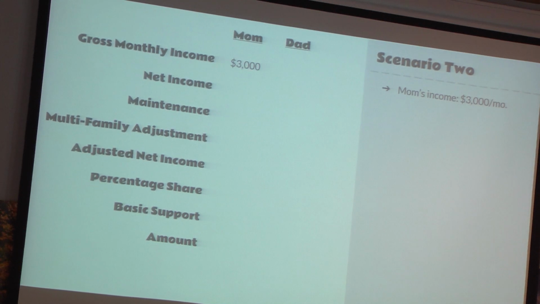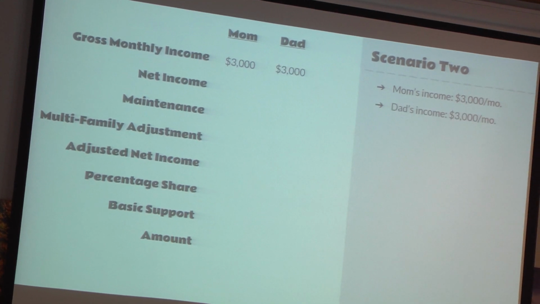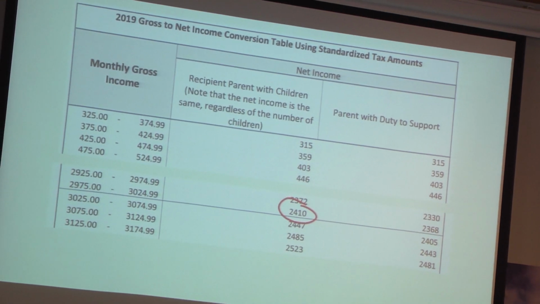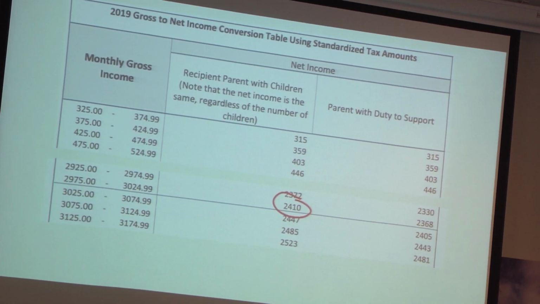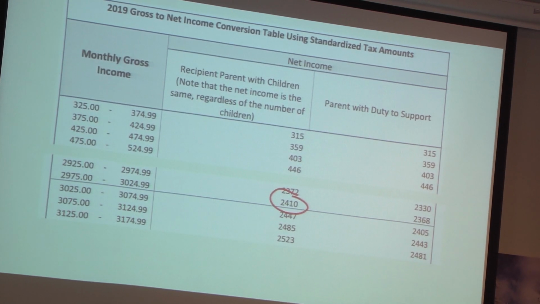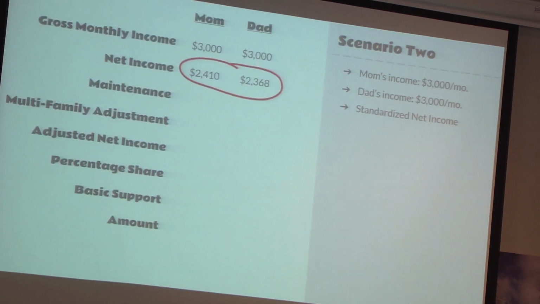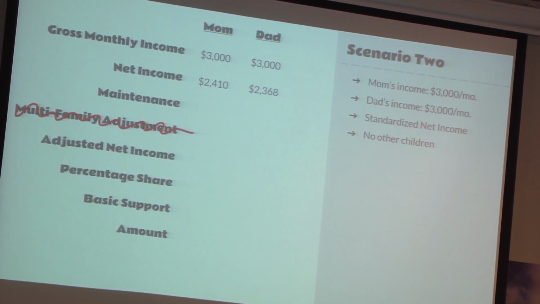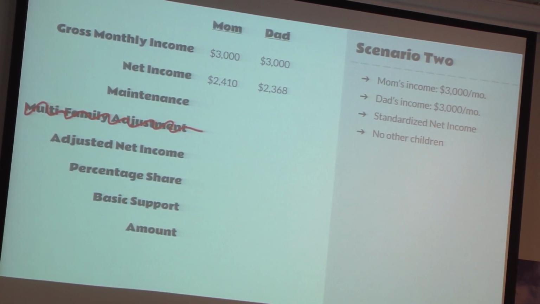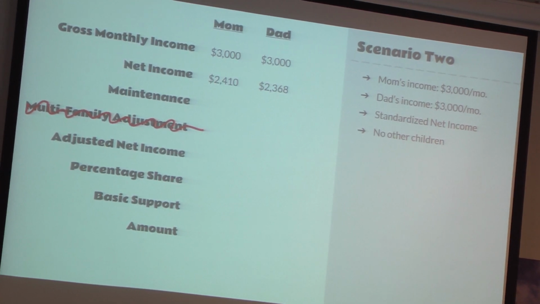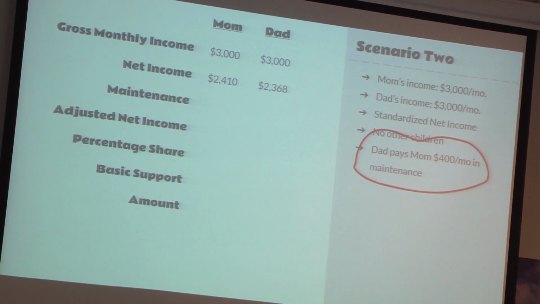So mom's got $3,000 in gross income each month. Dad has the same. We're going to use that standardized chart again, right? So we have the exact same income, so the chart is identical. But we're going to find the incomes in the range right here. We got mom's net, we got dad's net, and we're going to stick it onto our calculation. I'm going to go a little bit out of order, but we're not going to do the multifamily adjustment in this scenario. So we're not going to account for any other children, just so we can focus only on maintenance for a second. So dad is paying mom $400 a month in maintenance.